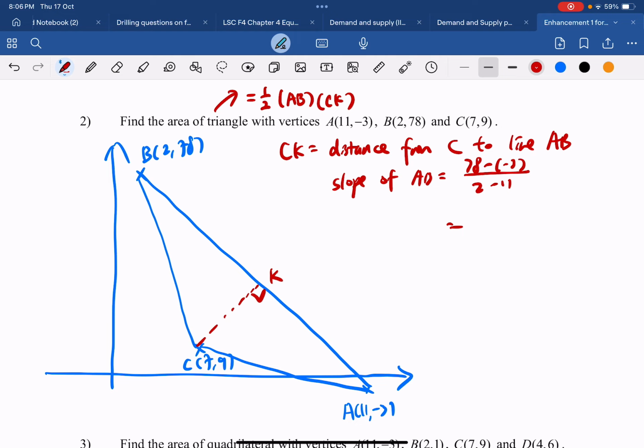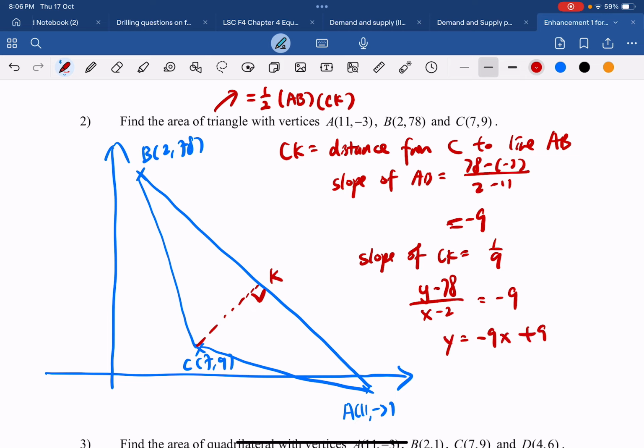So that will be -9, which means the slope of CK would be 1/9, okay? And then we can also find the equation for both AB and CK. So let's find the equation for AB first. y minus 78 over x minus 2 is equal to -9, which means y equals -9x plus 96. That's the equation for AB.